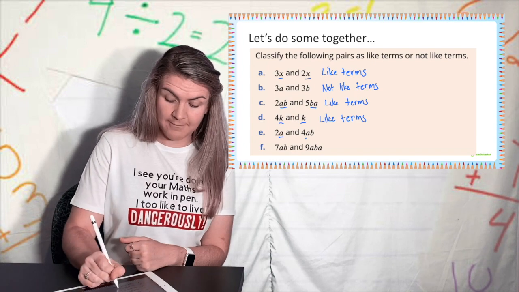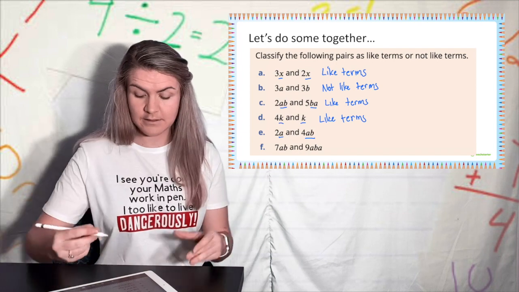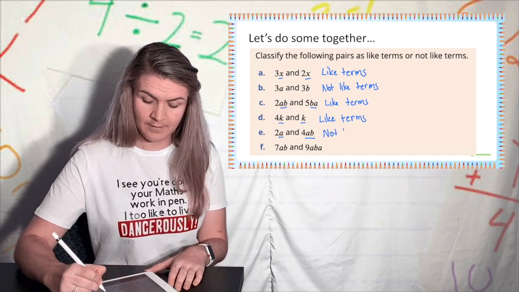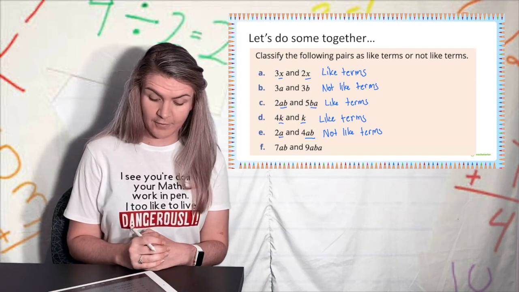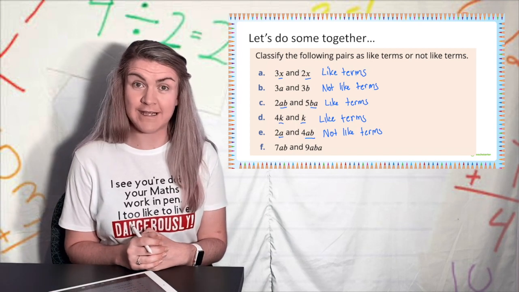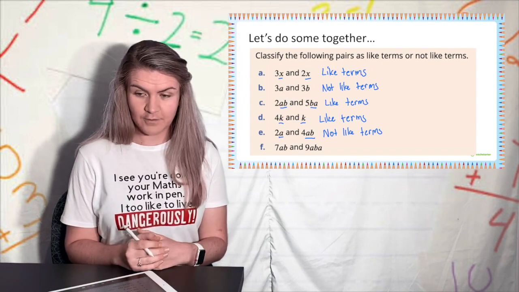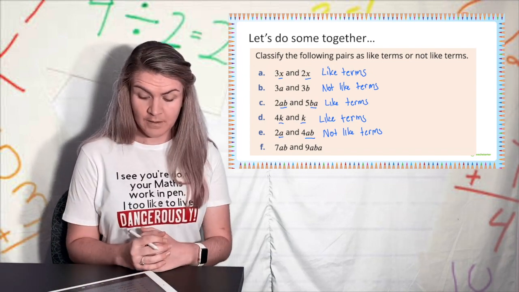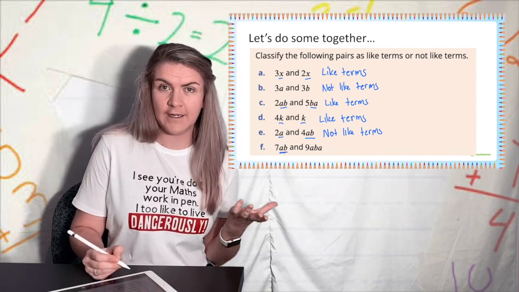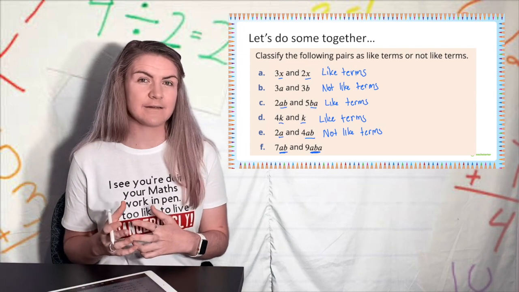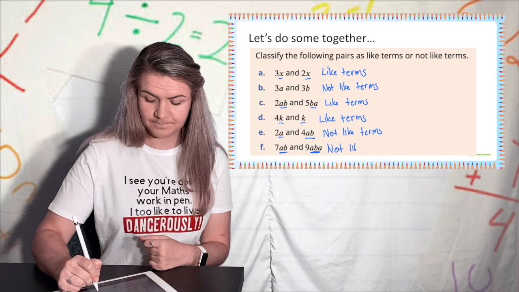2A and 4AB. Well, I've got an A on both sides, but one side has a B and the other side doesn't. So that's not the same. And then lastly, I've got 7AB and 9ABA. Ooh, now this is tricky because they both have the same letters, but are they exactly the same? No, because this side only has one A and this side has two A's. So they are actually different, meaning they are not like terms.